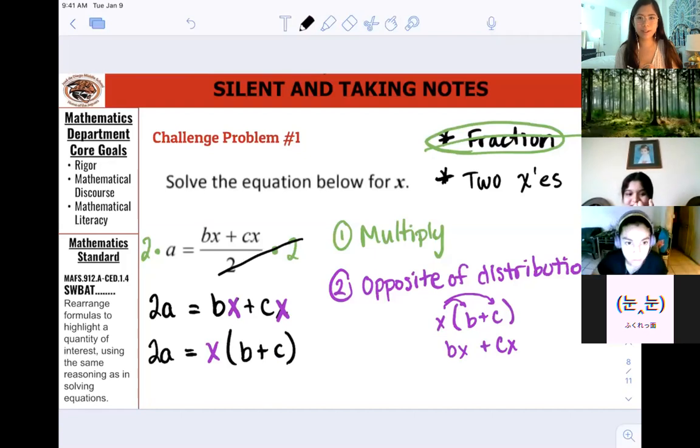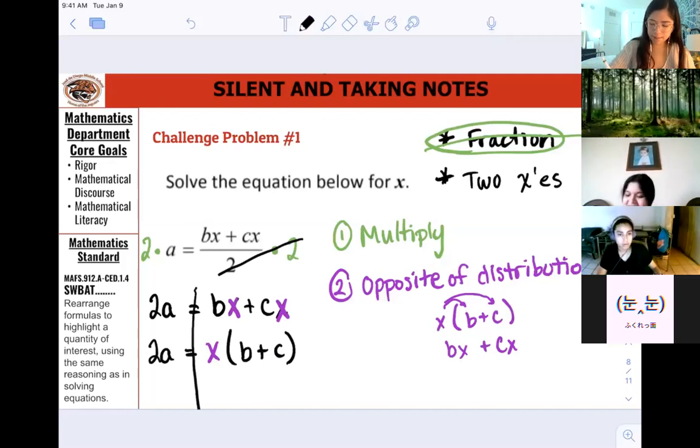No x's. We don't like them. Cool. We have one step left. We want to get x all by itself, and what's holding the x to the b plus c? What do those parentheses tell us? What operation is happening here? Multiplication. Exactly. This is the same thing as x times b plus c.